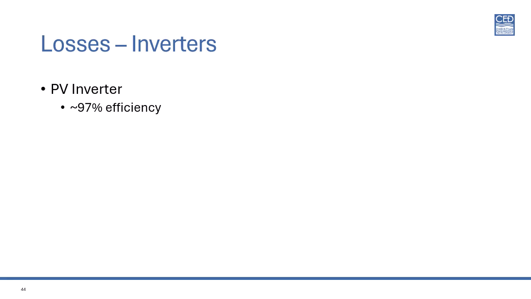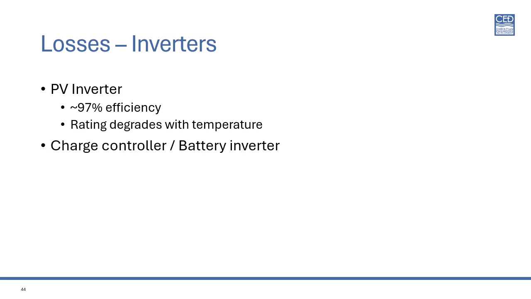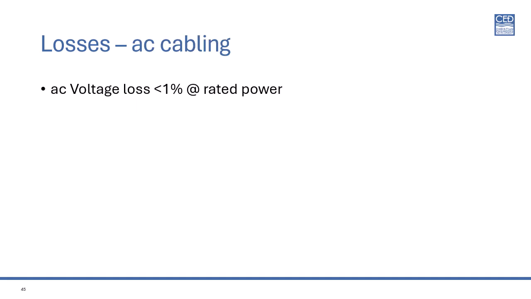Moving on to the inverters. A PV string inverter typically exhibits about 97% efficiency, but this degrades with temperature and low loading. The charge controller and the battery inverter is typically around 95% efficiency, but again degrades with temperature. The IET specified that the IC voltage drop should be less than around 1% at the rated power of the system, which equates to around 2% power loss.